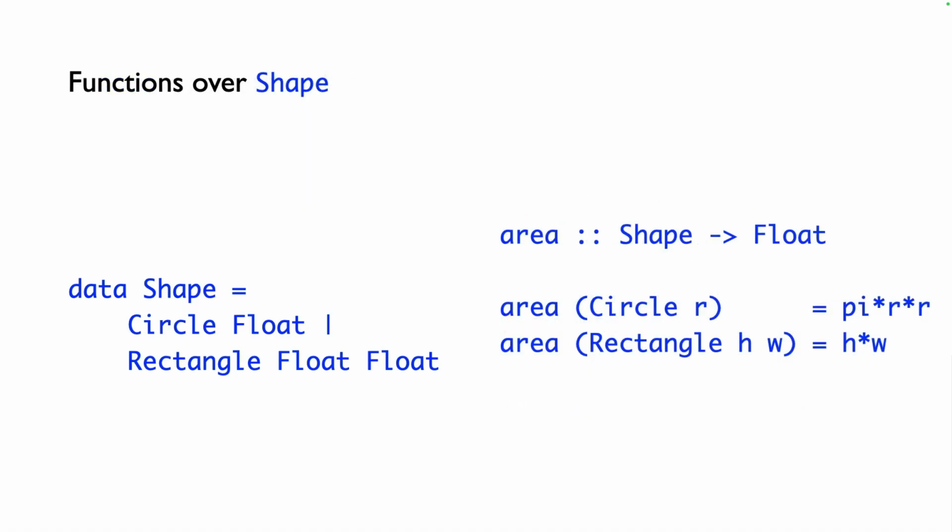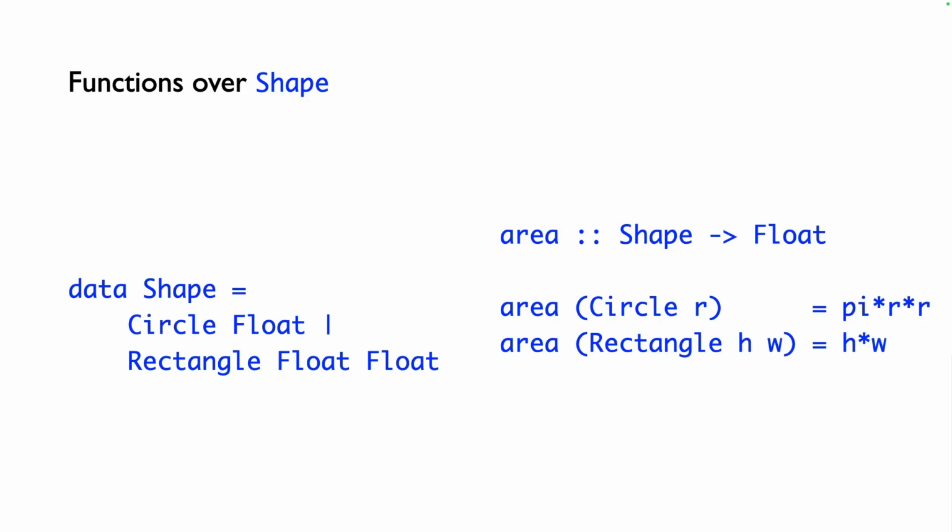Now, how do we define a function, like the function to give the area of a shape? Well, we define it like this. We know that the two kinds of things that inhabit the data type are circles and rectangles. So we need to give a definition of what to do for a circle and what to do for a rectangle. And we distinguish between the two by having one equation using the circle pattern, Circle applied to R, and the other saying what to do with a Rectangle applied to H and W.